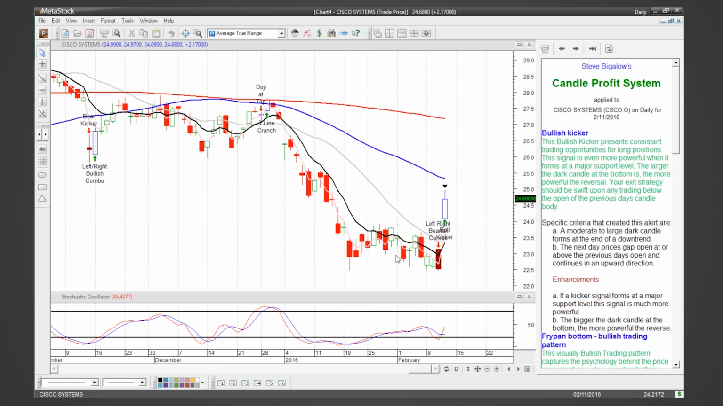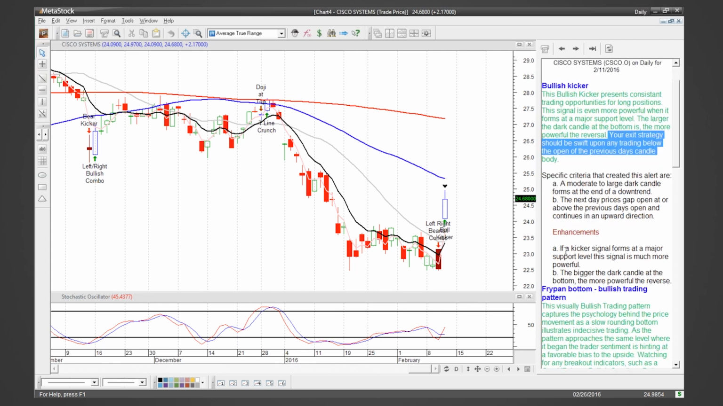Okay, so we got a left-right bullish kicker kind of out of this sideways pattern. Again, it's going to give us the specific criteria that it's looking for. The signal is going to tell us how we should look at it. Your exit strategy should be swift upon any trading below the open of the previous day's candle body. So it's telling us how to put our stop loss in there.